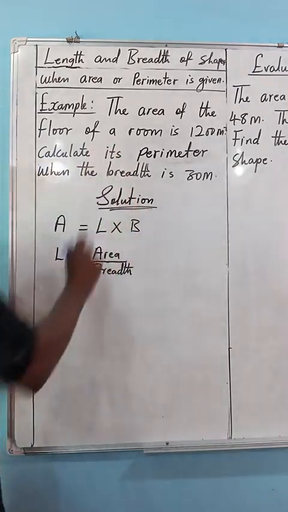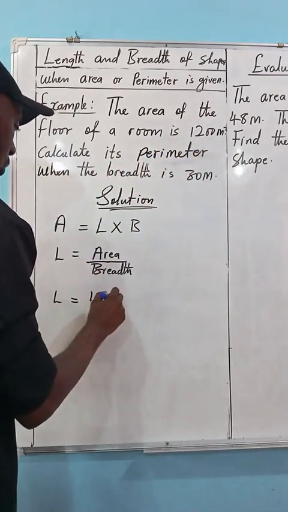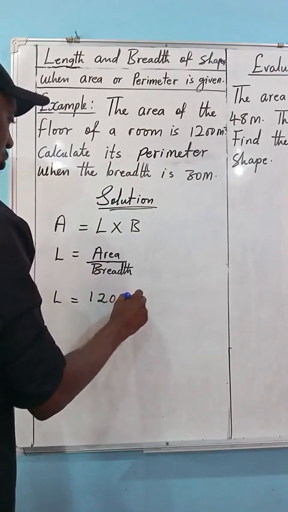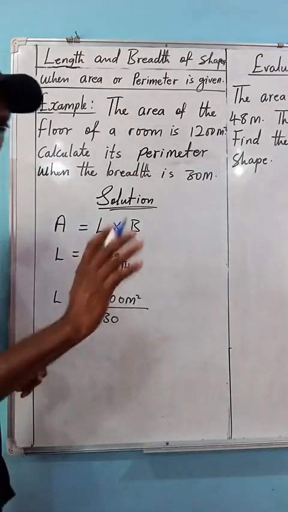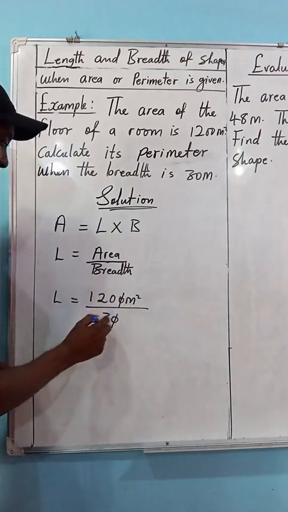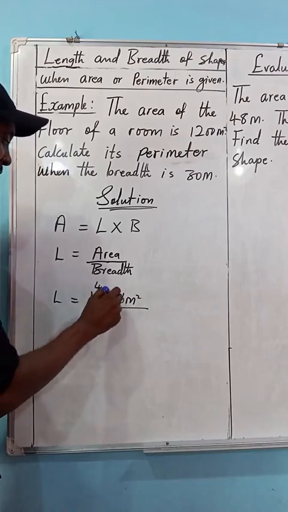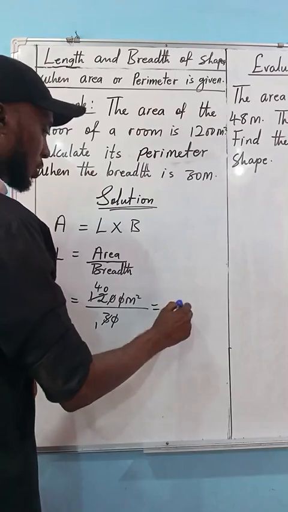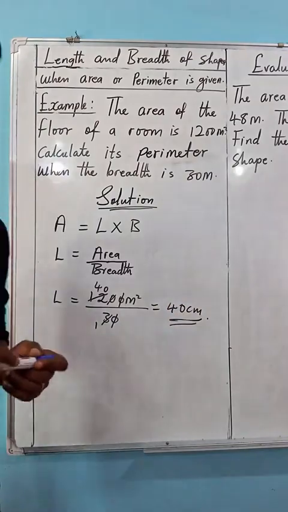Now in order to calculate length, we have length is equal to the area, which is 1,200 meters square, all over 30. Now, first of all, use 0 to cancel 0. So here we are left with 120 over 3. 3 divided into 12 will give you 4. 3 divided into 0 will give you 0, which means our length is what? 40 meters. Now, we've gotten the length as 40 meters.